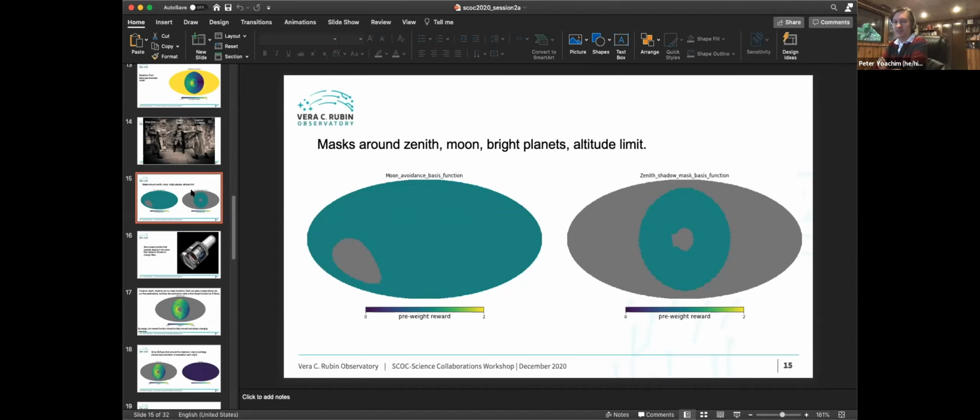And Dave asks, what's the mask size around the moon? The default is 30 degrees around the moon. There have been questions of whether we need to bother with that or not, because the 5 sigma depth basis function would avoid it anyway. And that would let us get closer in red filters, and we're already dodging in blue.